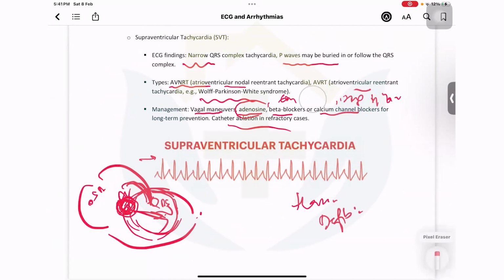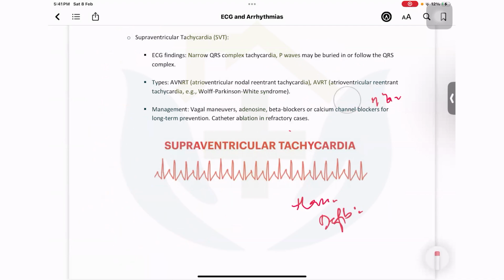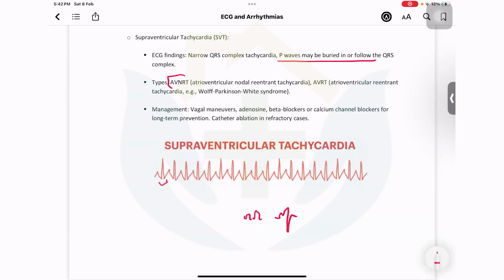Now coming to another important supraventricular arrhythmia, supraventricular tachycardia. It is a very common arrhythmia. We have a narrow QRS complex. P waves may be buried inside or they may be falling. I mean, P wave can come before, P wave can come after, P wave can be buried in the QRS complex. So all three are possible. Usually due to AVNRT, that is AV nodal reentrant tachycardia.